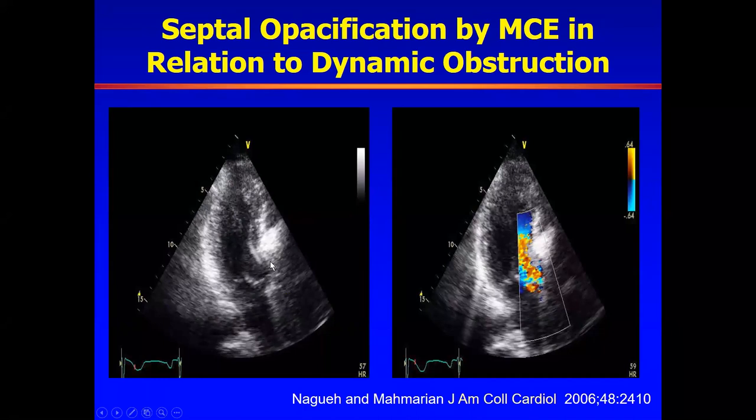That's an example of contrast injected down the lumen of the balloon, and you can see the opacification of the septum, and you can see that the opacification is happening at the same site where the obstruction is taking place.